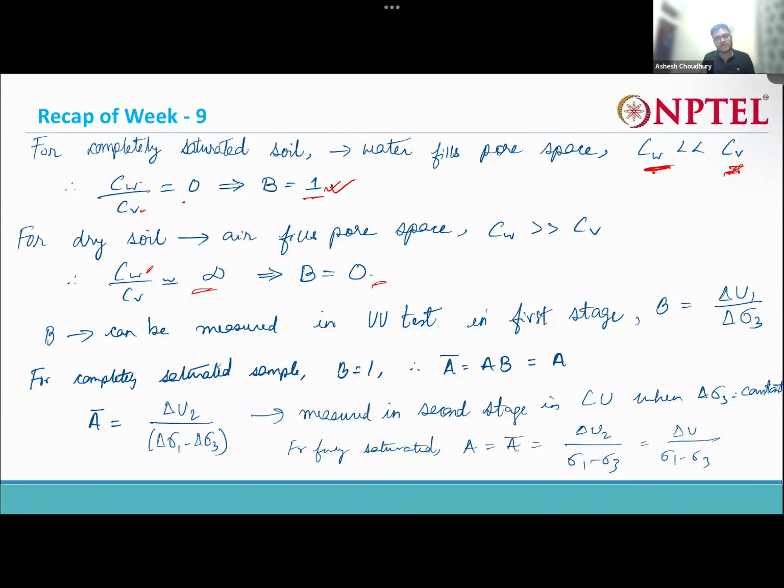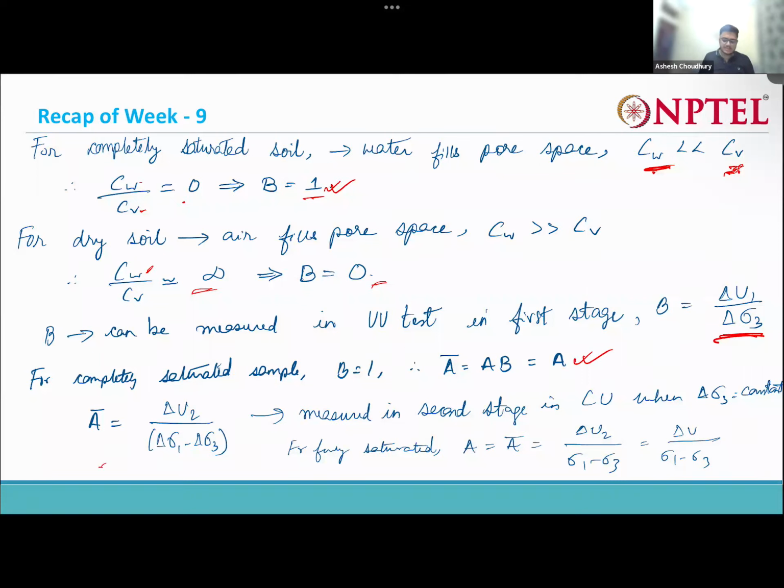So how can we measure B? We already studied that B can be measured in the first stage of the UU test. For completely saturated soil, if you increase the cell pressure from 1 kPa to 2 kPa, the pore water pressure should also increase by 1. If the increase in pore water pressure is exactly equal to the increase in applied cell pressure, the soil is completely saturated. We already discussed this.